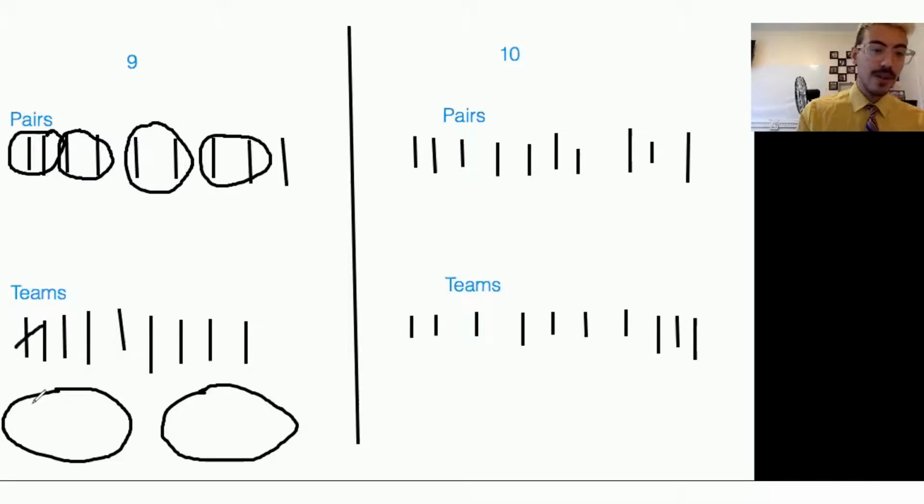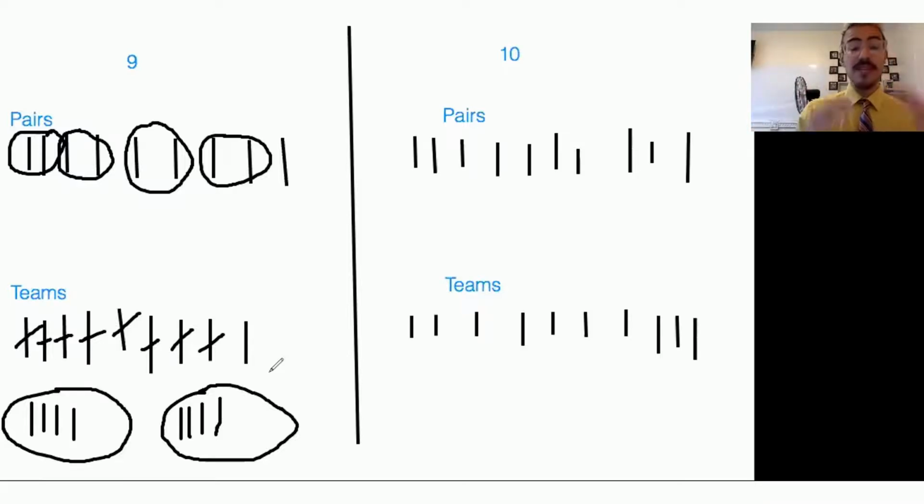So, 1, 2, 3, 4, 5, 6, 7, 8. Now I have 1 left over, and if I were to take that and put it in one group or the other, it would be unequal. It wouldn't be equal. So what I need to do is keep that as my leftover. So I end up having 4 in each group, but 1 left over.